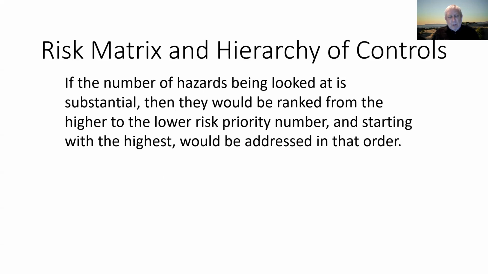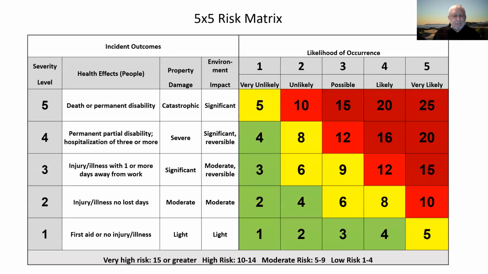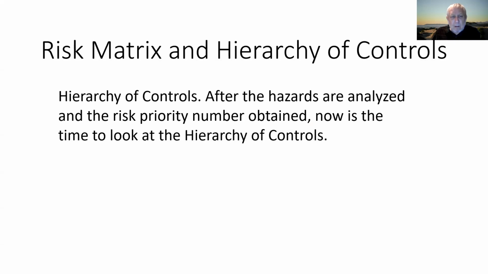If the number of hazards being looked at is substantial, then they would be ranked from the higher to the lower risk priority number, and starting with the highest would be addressed in that order. So you might do 10 things and you rank them all. Then you say, well, this has got a risk number of 25. We better look at that one first, or 20. And then this one's got a 6. So we'll kind of wait on that one. That's the idea behind this whole thing.